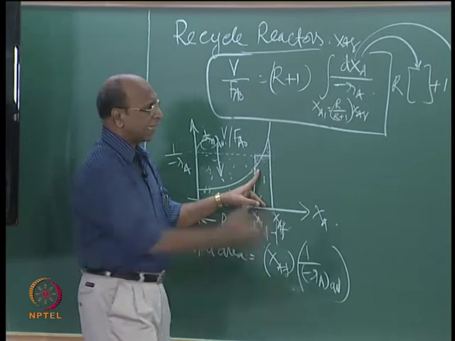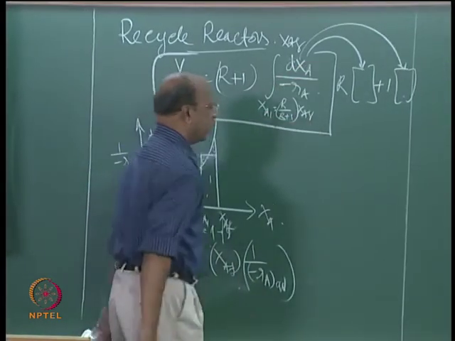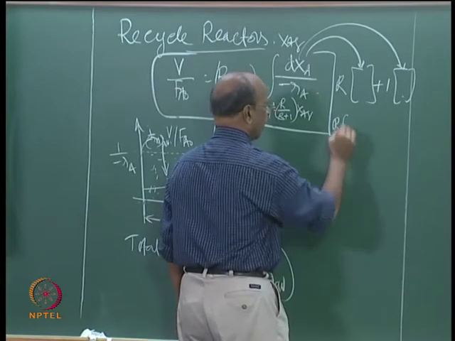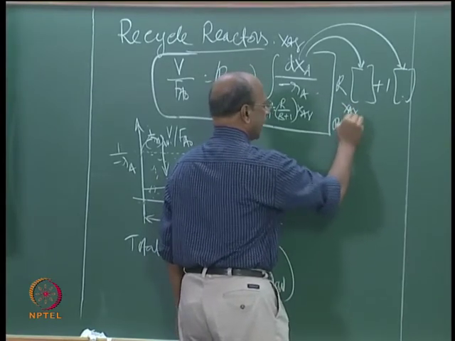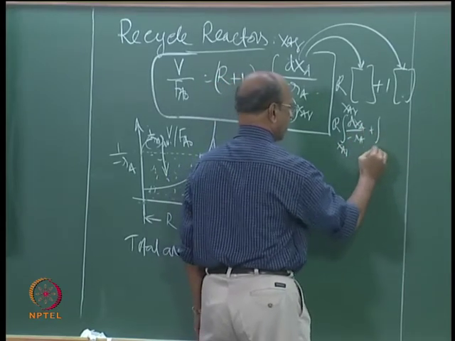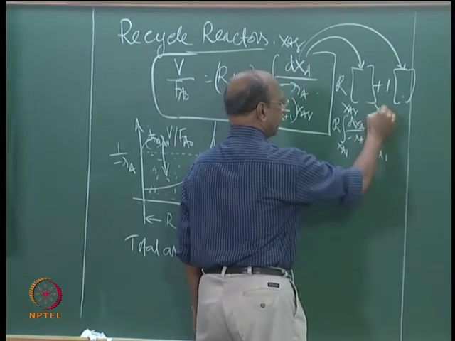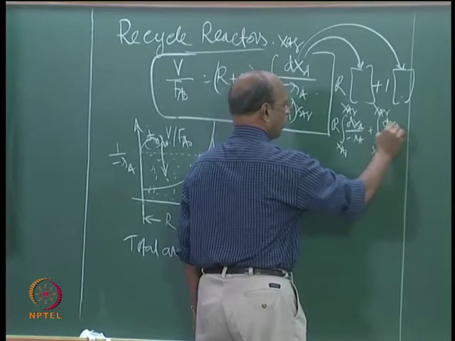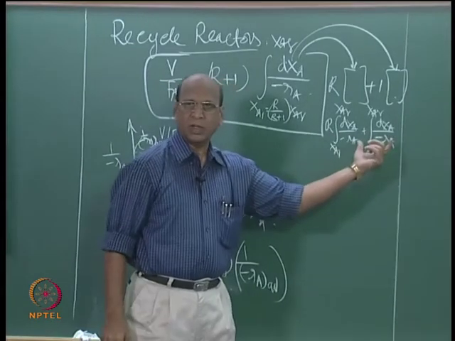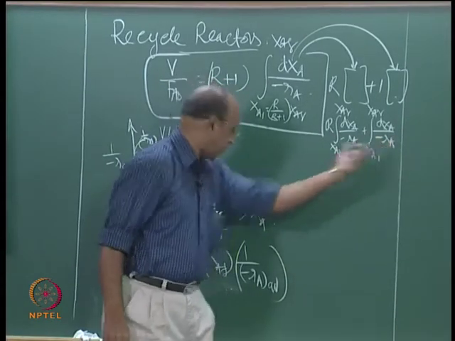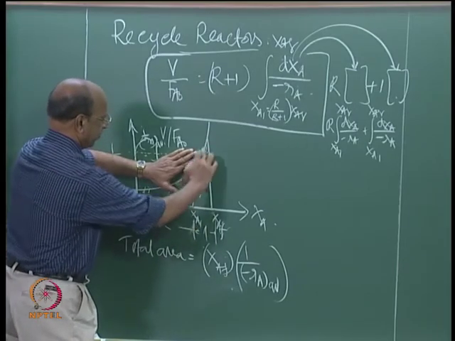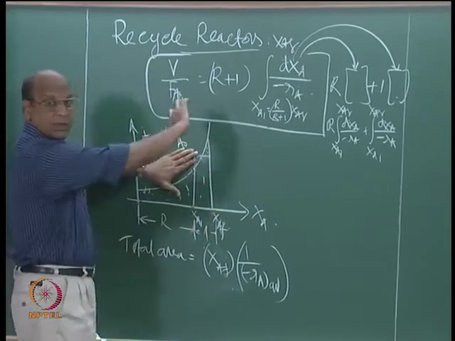But then this part of the integral, maybe again I think probably I have to write. So this one: integral from X_A1 to X_Af of dX_A by minus r_A, plus integral from X_A1 to X_Af of dX_A by minus r_A. Okay, so what is this? That is this. If I don't take this, this is the entire area. That is the entire area.